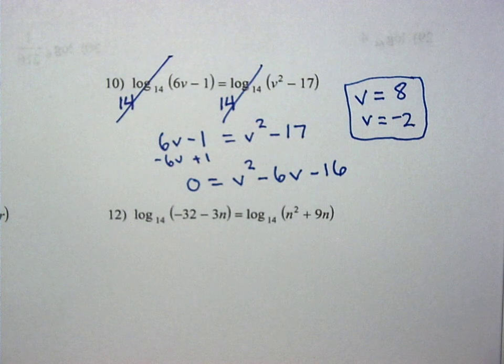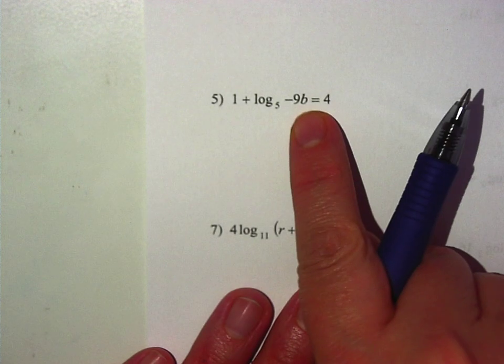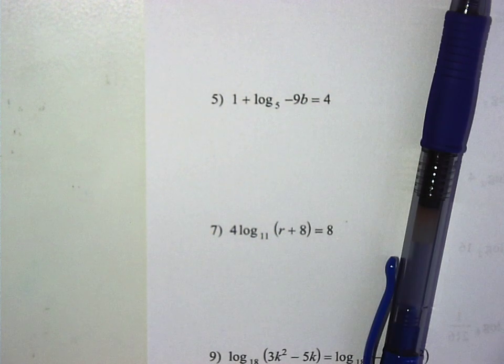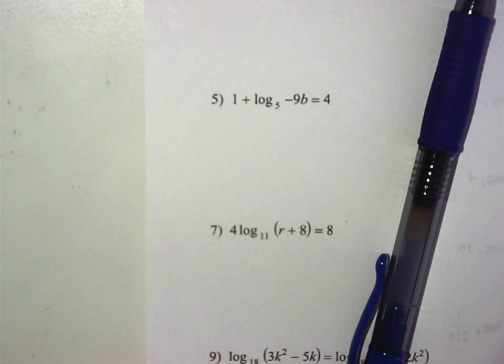Okay, now let's talk about what happens when it doesn't have a log on both sides. Let's try number 5. Okay, what do you think we should do to get B by itself right now? Calculate the log. No. There's a B in here. So we're trying to solve for B. It's like we're trying to take it apart, right? So what should we take apart first? How do we move stuff away from the left side on number 5?